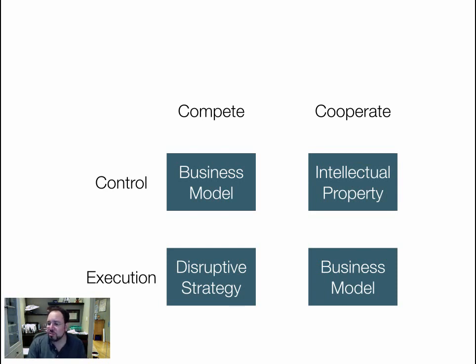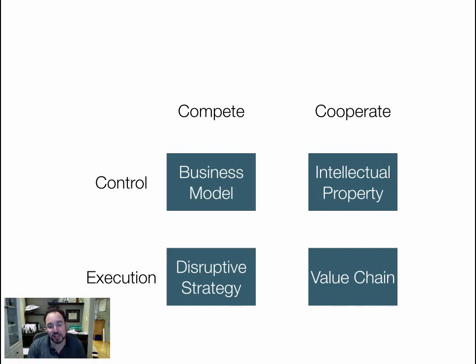If you choose the opposite end of the spectrum, that you look for control and you seek to cooperate, we're in what's called an intellectual property strategy. In that situation, what you're doing is trying to get some assets, particularly IP assets, that you can license or sell to established firms. If you choose to execute and still aim at cooperating with established firms, that's what's called a value chain strategy.